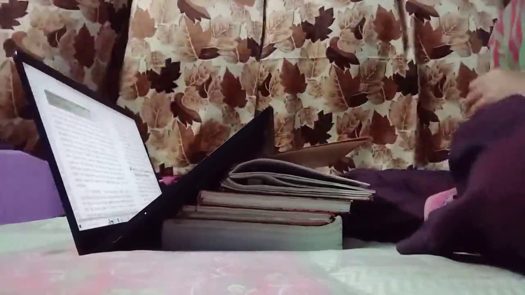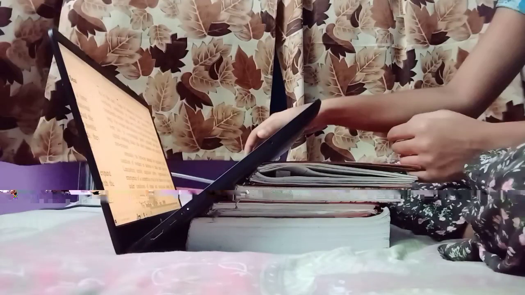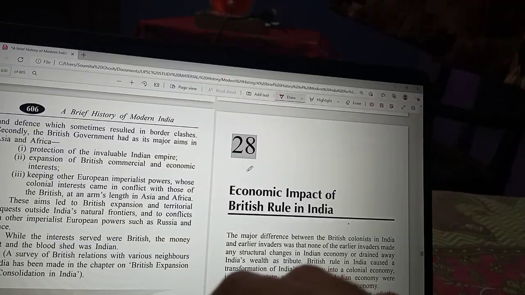This chapter is also very important because it covers all the rules and regulations which they made in their ruling period. So chapter 27 came, and this is British policies and services. This chapter does not have a summary, so I have to read the main chapter.